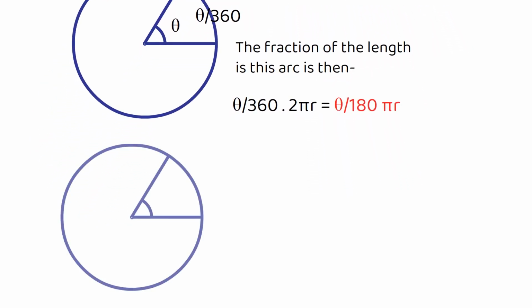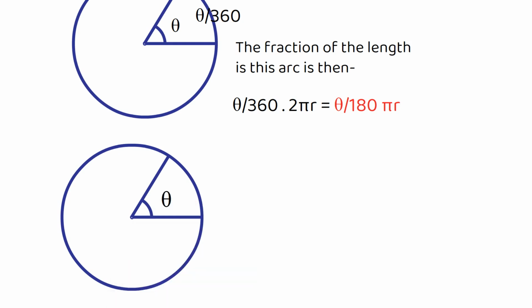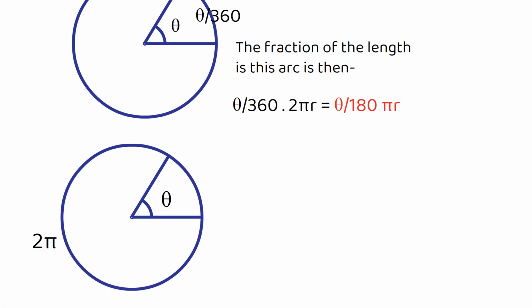This formula is not exactly nice looking, but notice what happens when we measure the angle in radians. Instead of theta, we give it in radians. Since 2 pi is a full revolution, we have theta divided by 2 pi as the fractional part of the total circumference.